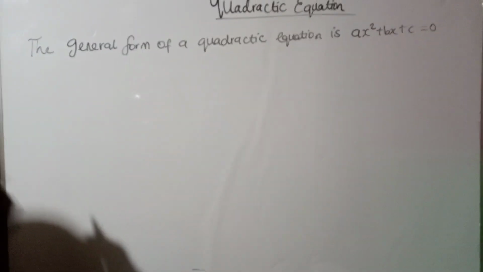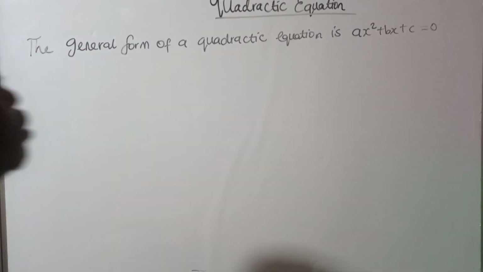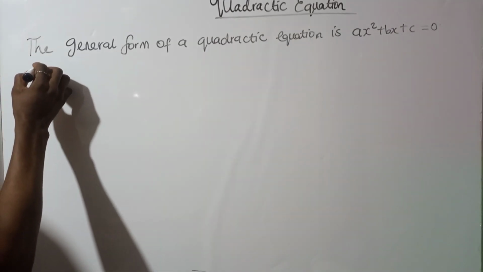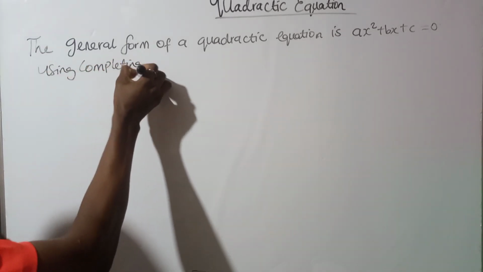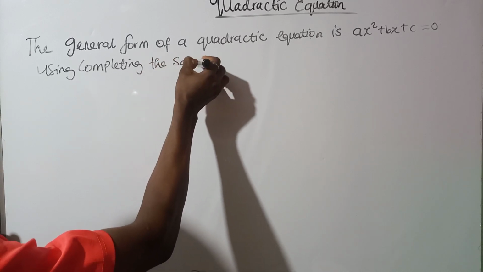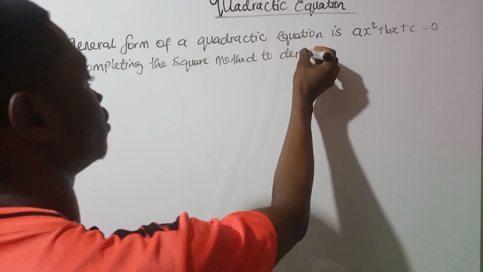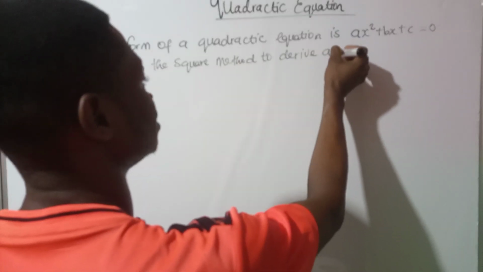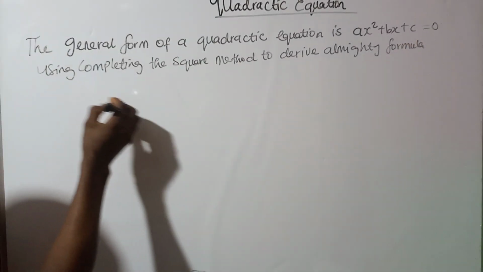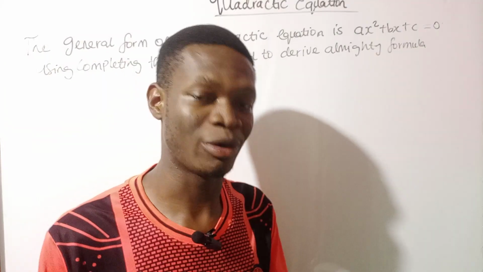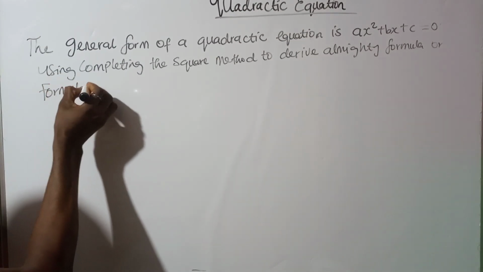Let's get started. So I want to derive the quadratic formula using the completing the square method, to derive the almighty formula, or you can call it the formula method. Anyone you call it.